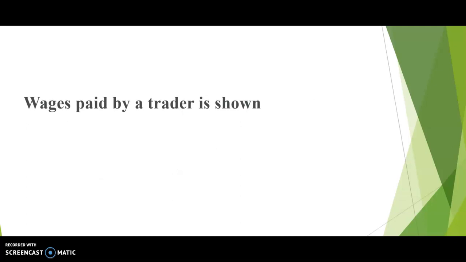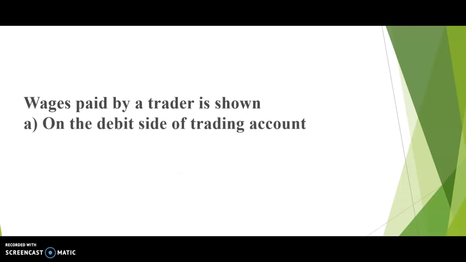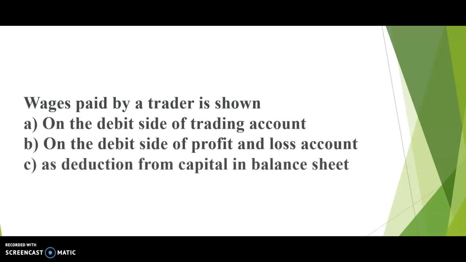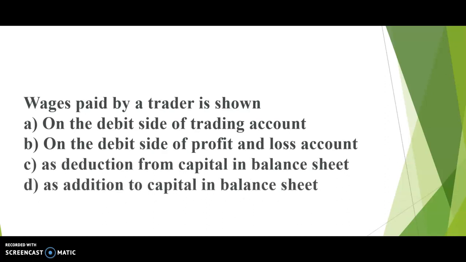Wages paid by trader is shown: A, on the debit side of trading account, B, on the debit side of profit and loss account, C, as deduction from capital in balance sheet, and D, as addition to capital in balance sheet. So this is recorded on the debit side of trading account. So the correct option is A.